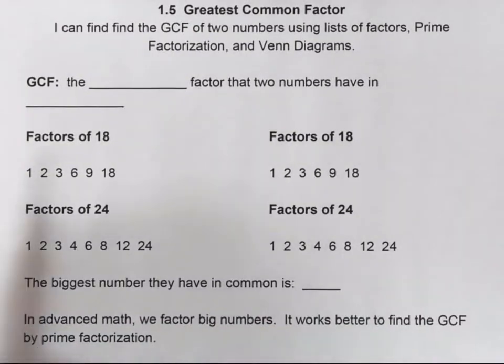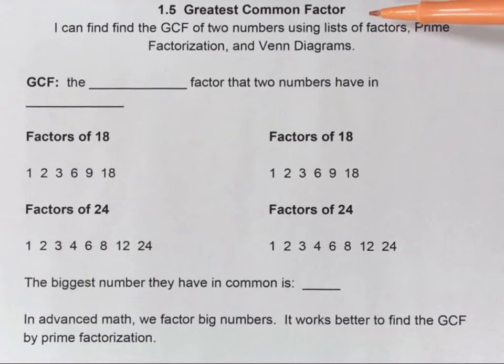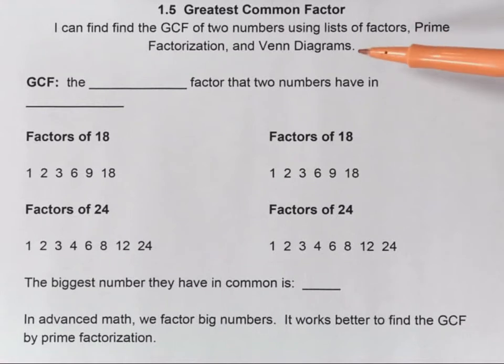Okay, today we're going to take notes on 1.5 greatest common factors. Yesterday we talked about how to find the greatest common factor using a factor tree, or in other words, prime factorization. So our goal today is I can find the GCF, or greatest common factor, of two numbers using lists of factors, prime factorization, and Venn diagrams.